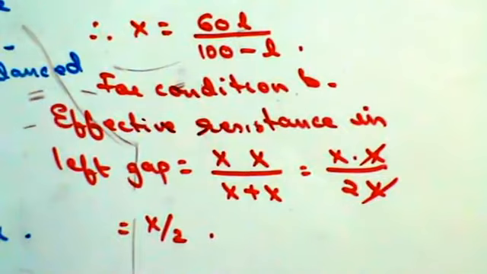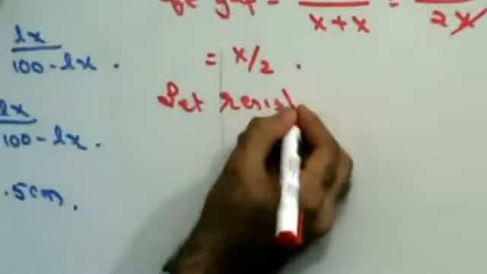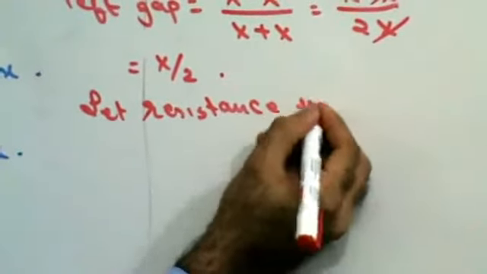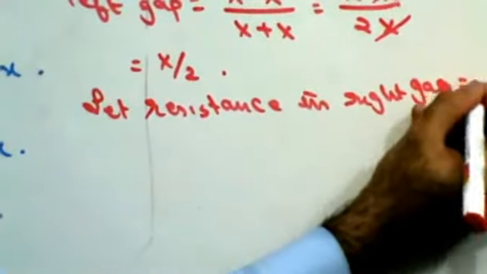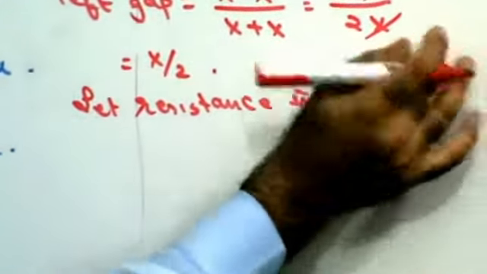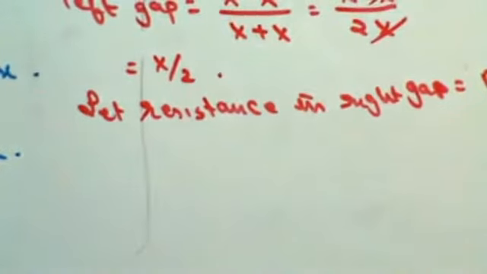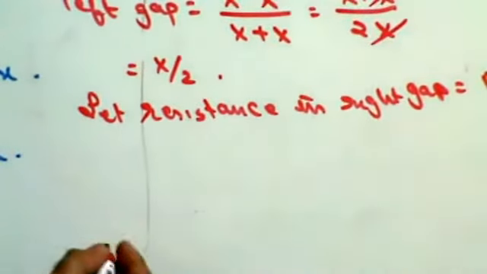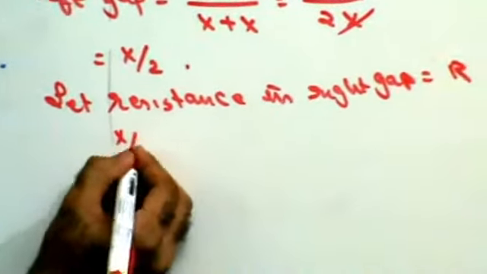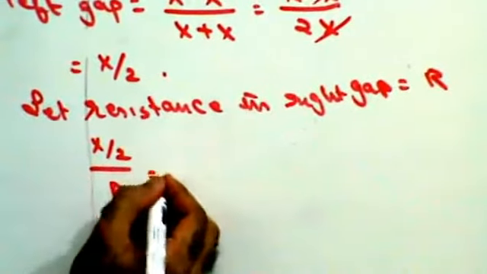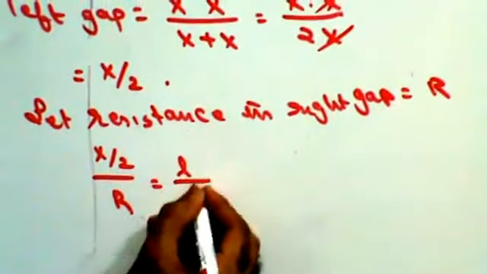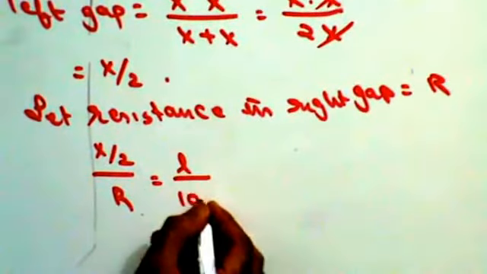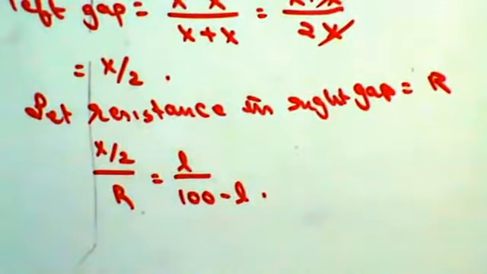Let us assume R is the resistance in the right gap. Then, since the bridge is balanced, x by 2 upon R, the null point having been obtained at the same position, should still be L upon 100 minus L.